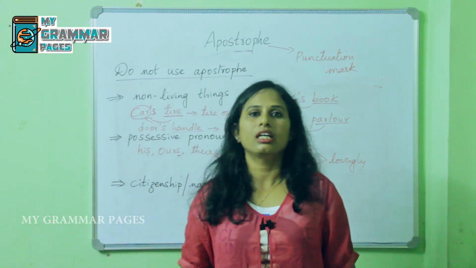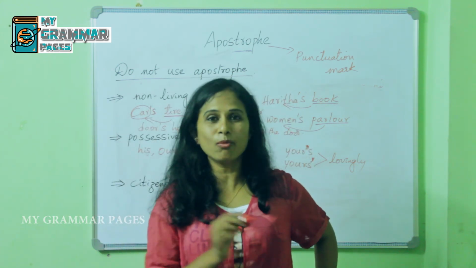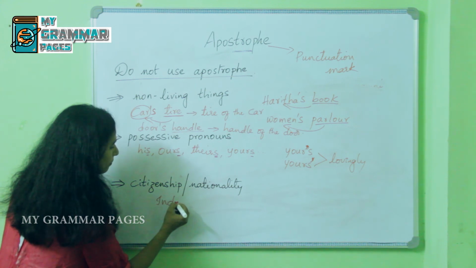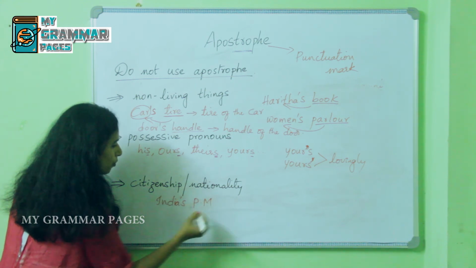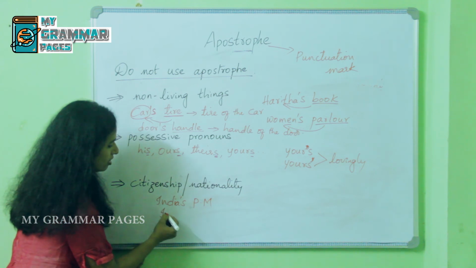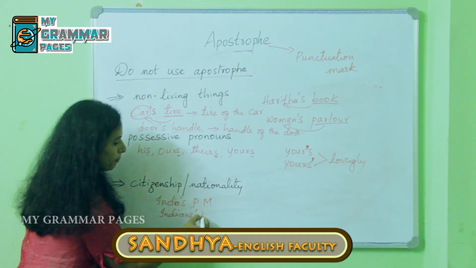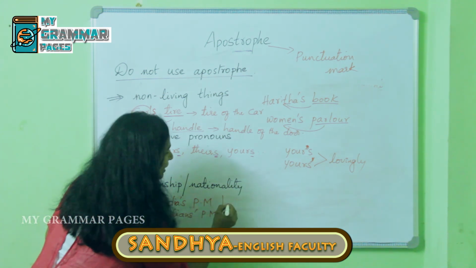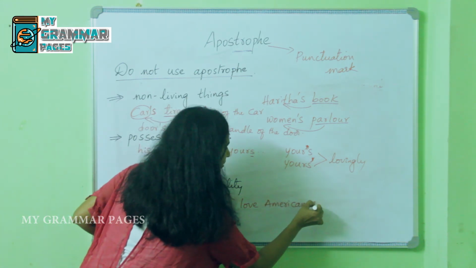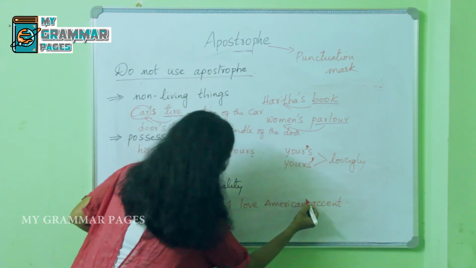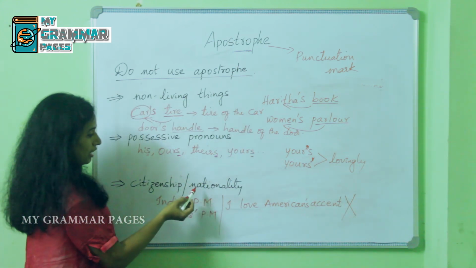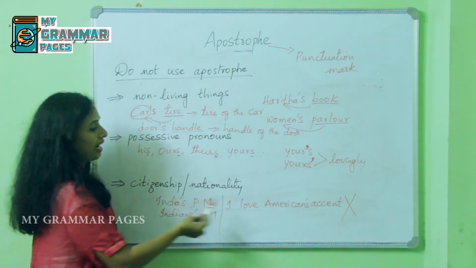For example, if you take India's Prime Minister is Modi, or Modi is India's Prime Minister. So there, India's PM. We can write like this, but I'm talking about the nationality or the citizenship. We cannot write Indian's PM is Modi. Or else take one more example: I love American accent. This is right, but we are not supposed to write American's accent, which is absolutely wrong. That means the nationality or the citizenship does not carry an apostrophe.